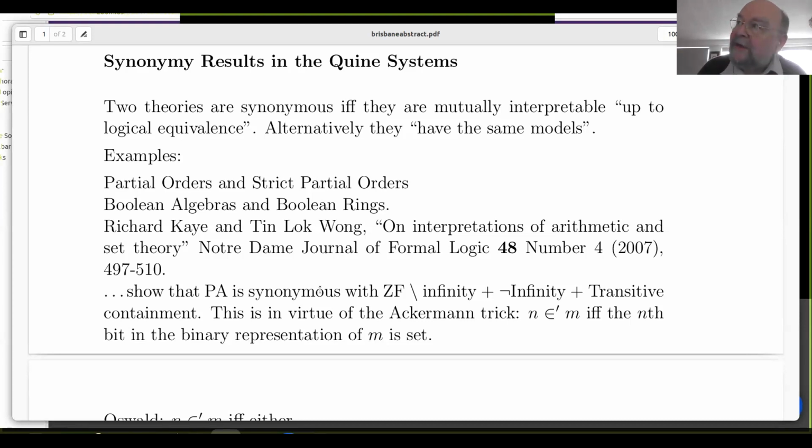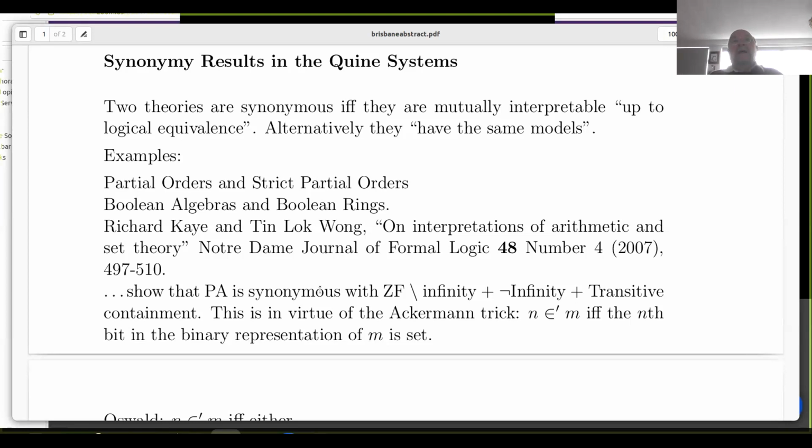Now that's a fairly trivial example, and we don't normally think of it as interesting, but it does have, from my point of view, the useful feature that we don't really think of the partial orders and strict partial orders as being different things. We think that they're, as it were, two aspects of the same mathematics. So that the difference between the theory of partial orders and the theory of strict partial orders is really a presentational one rather than a mathematical one.